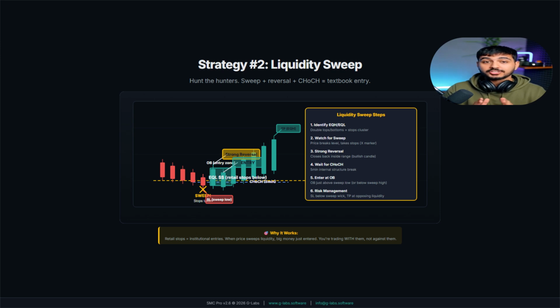Enter at the order block just above the sweep low for longs, or below the sweep high for shorts. Stop loss below the sweep wick. Take profit at opposing liquidity. This setup has one of the highest win rates because you're entering exactly where smart money entered.